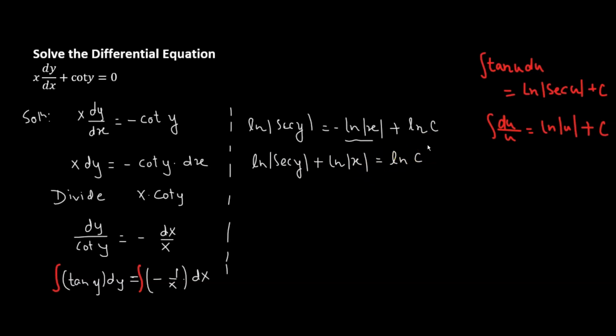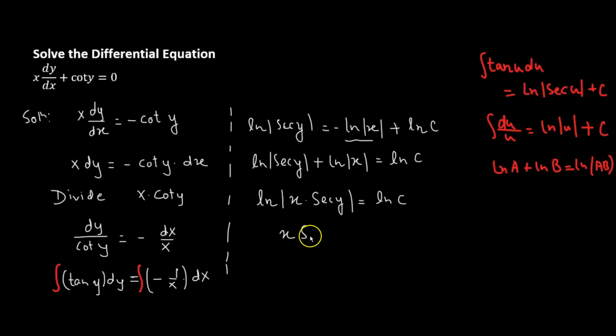equals log of c. So we can use the property here, the property being log of a plus log of b equals log of a b. So for combining the two terms on the left hand side, we have natural log of x times secant y, which equals log of c. And because we have logarithm on both sides, we can get rid of the log, and that was the only reason why we used log c instead of c.